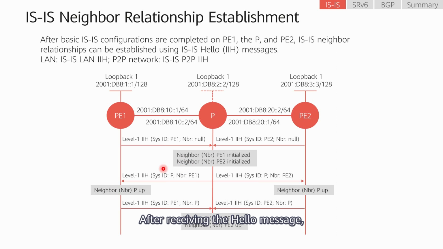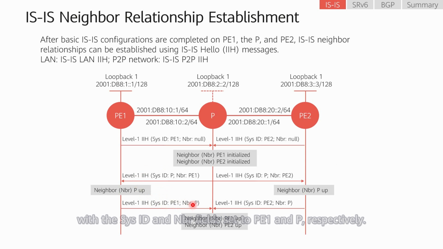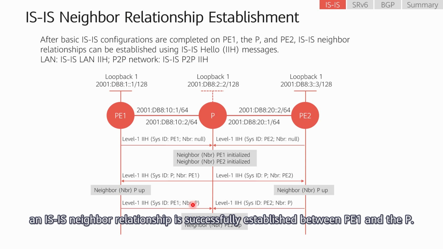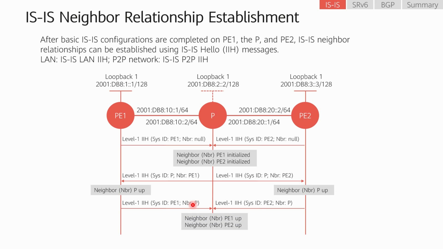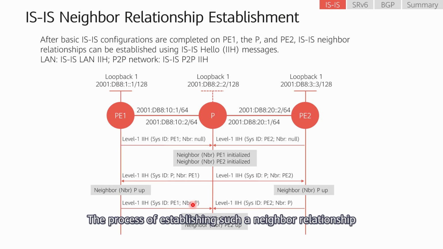After receiving the hello message, P1 sets the state of its neighbor P to up, and then sends another hello message to the P, with the sysid and NBR fields set to P1 and P, respectively. We can see that this value is the P's MAC address. After receiving the hello message, the P also sets the state of its neighbor P1 to up. In this way, an IS-IS neighbor relationship is successfully established between P1 and the P. The process of establishing such a neighbor relationship between P2 and the P is similar to this.